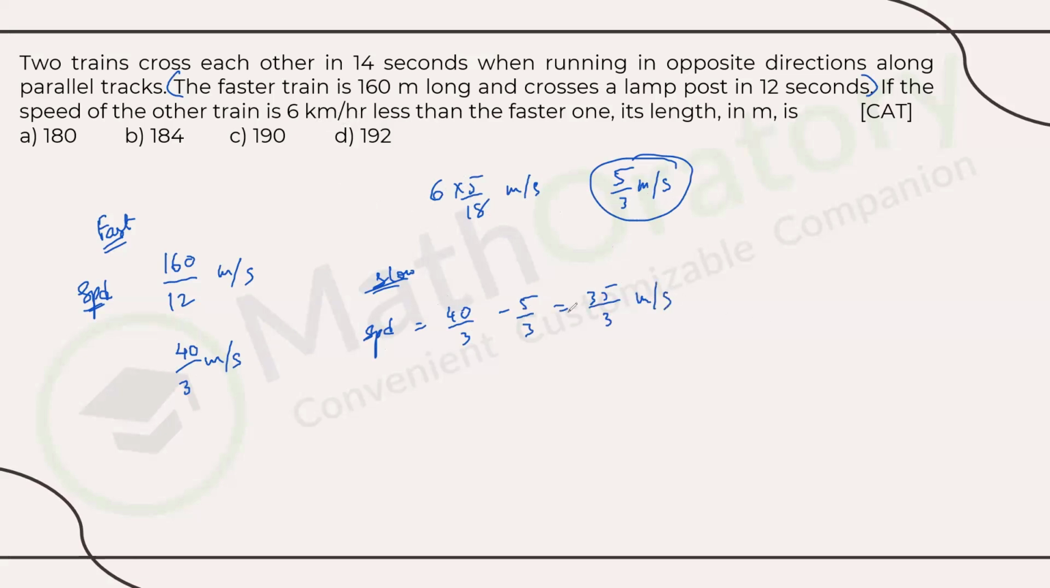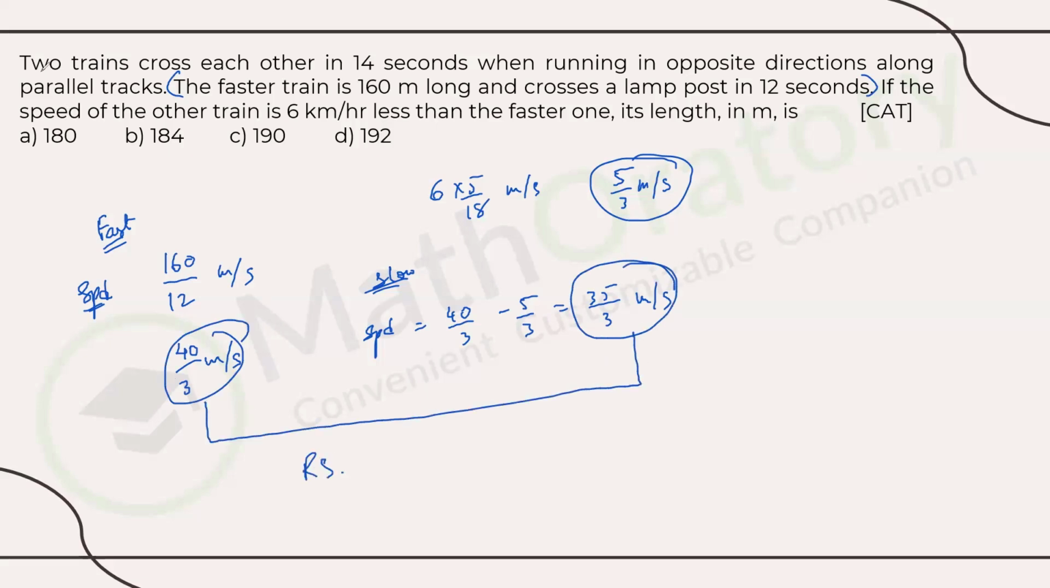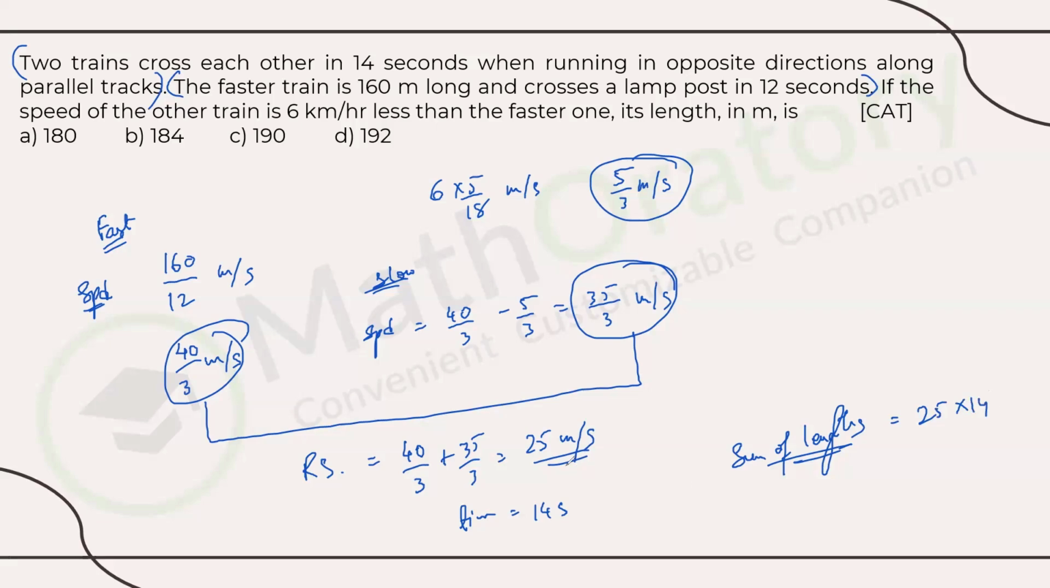Correct. Now we have the speeds of the two trains. The sum of these two will be the relative speed in the first part. So the relative speed will be 40 by 3 plus 35 by 3, which is 75 by 3 or 25 meters per second. And we know that when they're crossing each other, the time they took was 14 seconds. So the sum of lengths, the distance covered in the first scenario, is 25 times 14. Half of 14 is 7, half of that is 3.5. So 3.5 into 100 is 350 meters.